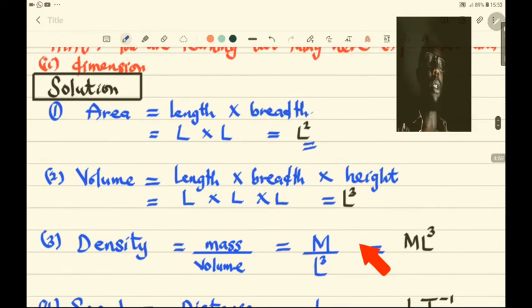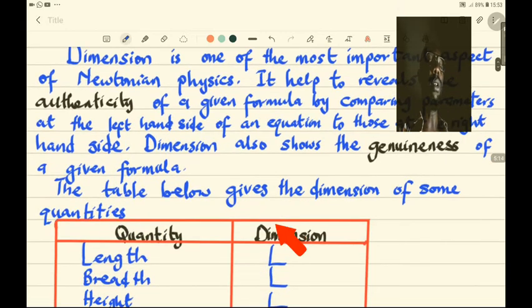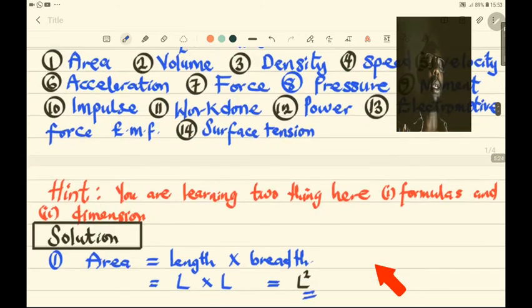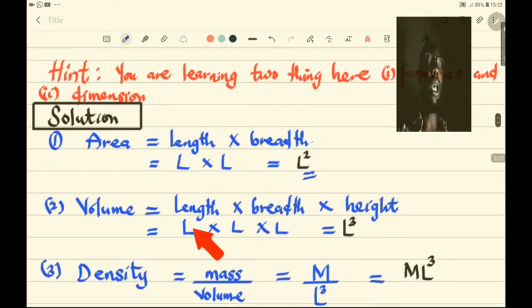The second question is volume. Volume is length times breadth multiplied by height. The dimension for length is L, the dimension for breadth is L, and the dimension for height is also L, as revealed in this table. Length, breadth, and height have the same dimension, so L times L times L gives L raised to the power of 3, L cubed.